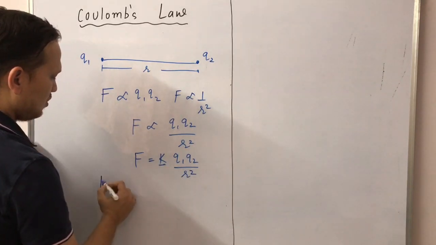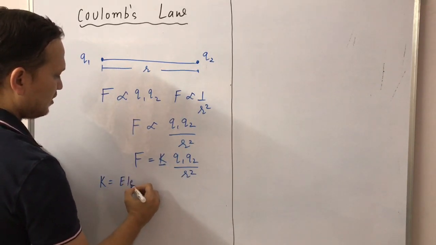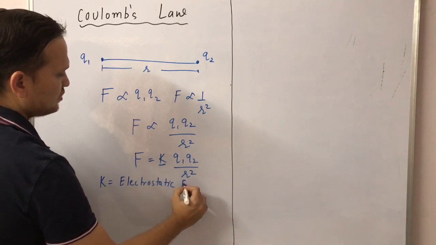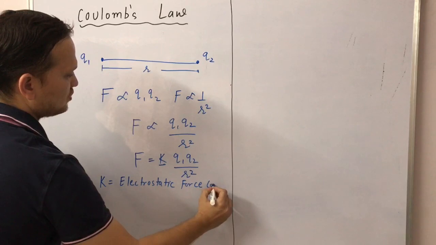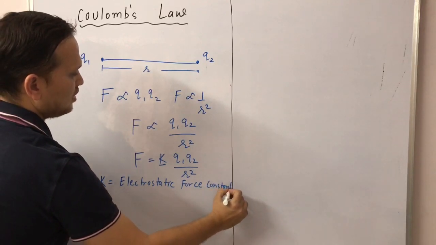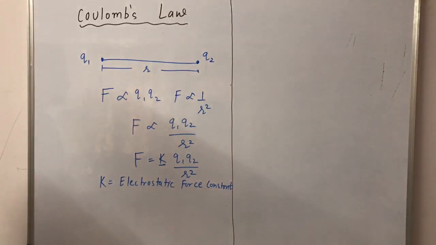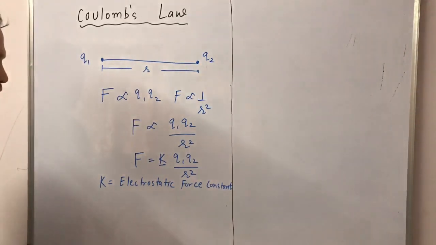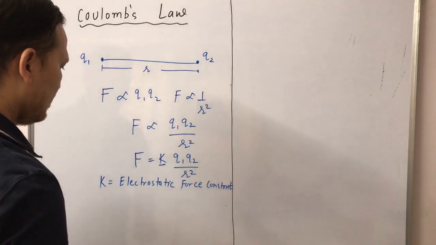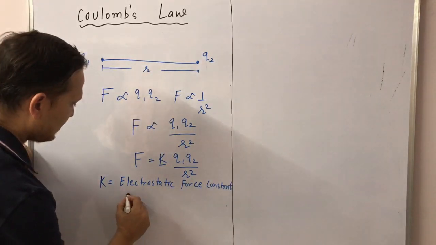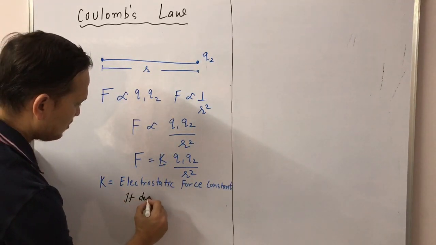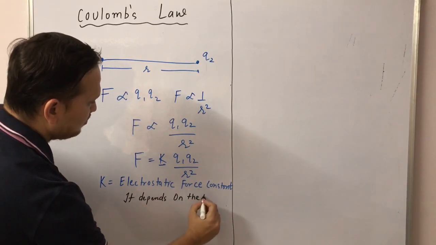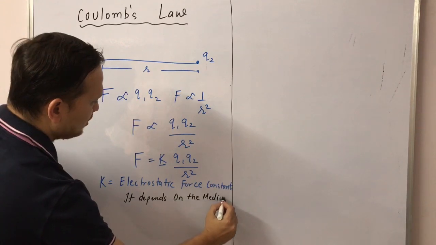This K is called the electrostatic force constant. Here the K is very important. The value of K depends on the medium.